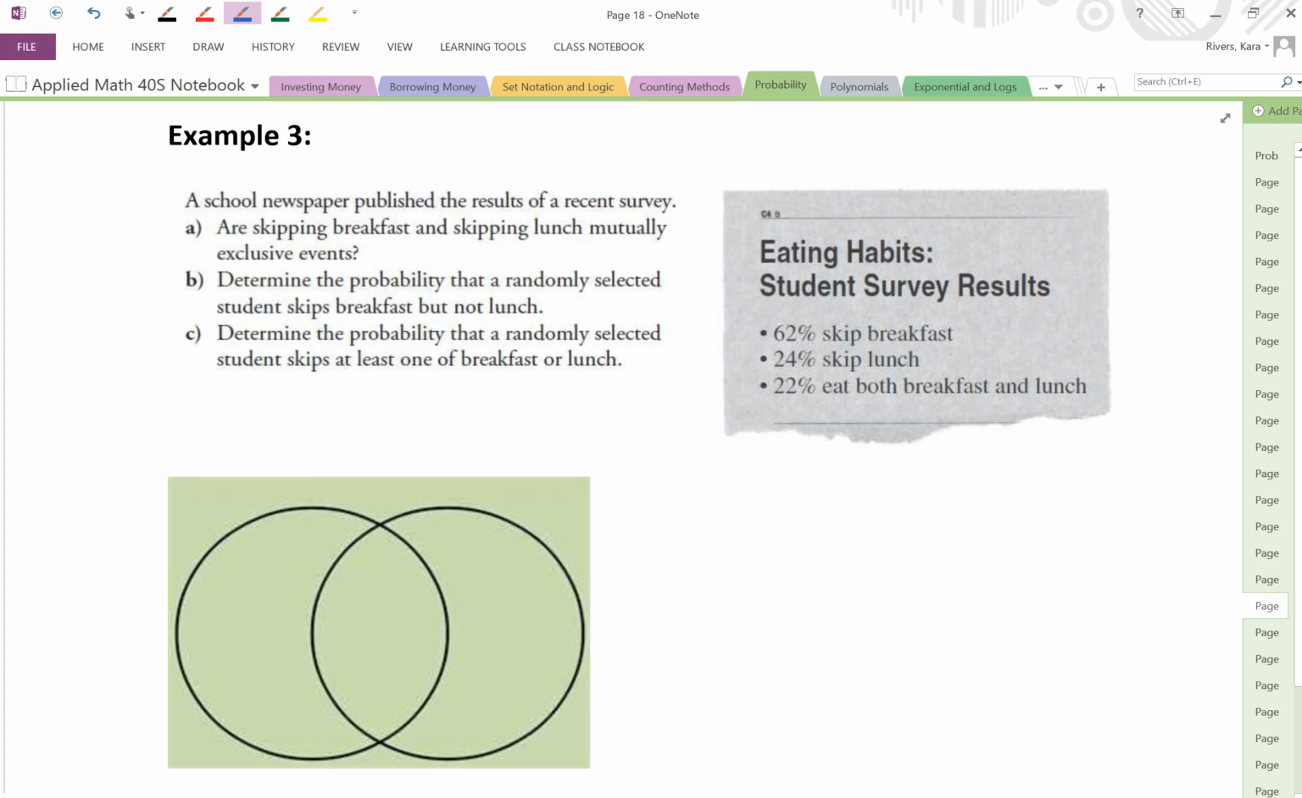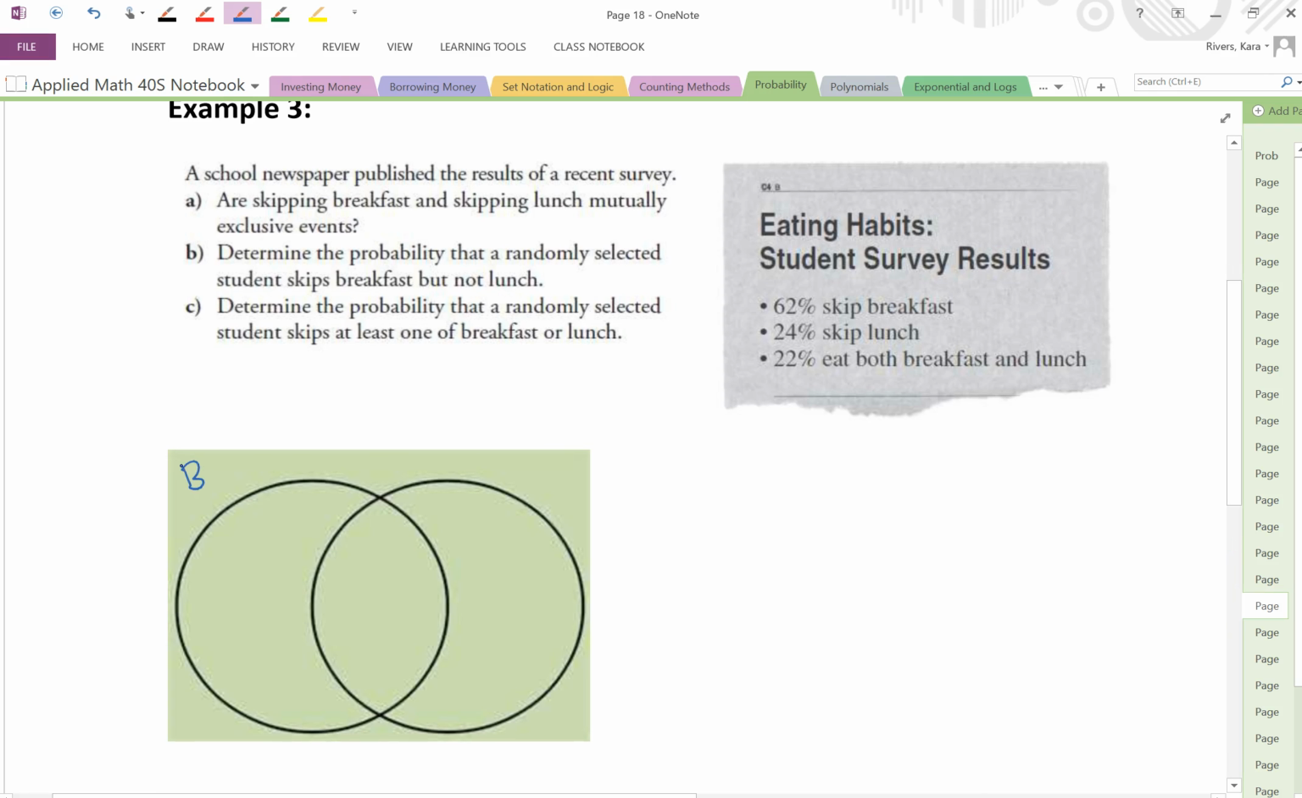So we're using this data here. It says the eating habits student survey results. Let's label this B for breakfast and this L for lunch. So 62% skip breakfast, 24% skip lunch, 22% eat both breakfast and lunch. Well, that's not here. This would be wrong if you put it there. The 22 belongs out here because they don't skip breakfast or lunch. They eat both breakfast and lunch.